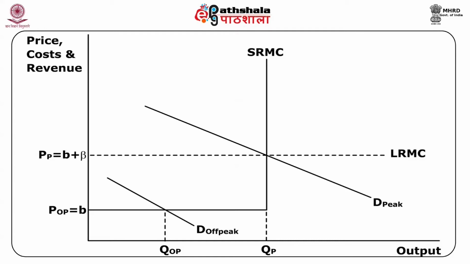QP, the peak period demand, is also the firm's capacity output, as at this output level, SRMC equals the LRMC. Hence, the off-peak consumers are charged marginal operating costs only, and the peak users marginal operating and marginal capacity costs, as it is the on-peakers who cause a strain on capacity.